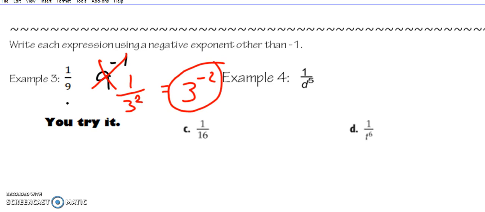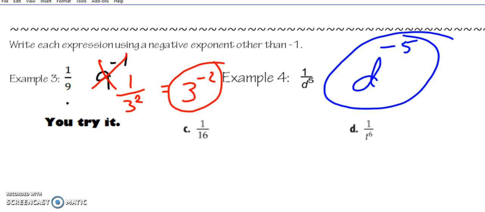We should recognize that from the first page, but we're just going backwards a little bit here, like example 3. So now it's just going to be d to what power? It's going to be d to the negative 5 power. Now this letter C you tried is just like example 3, and letter D is just like example number 4. So pause it and go do those.